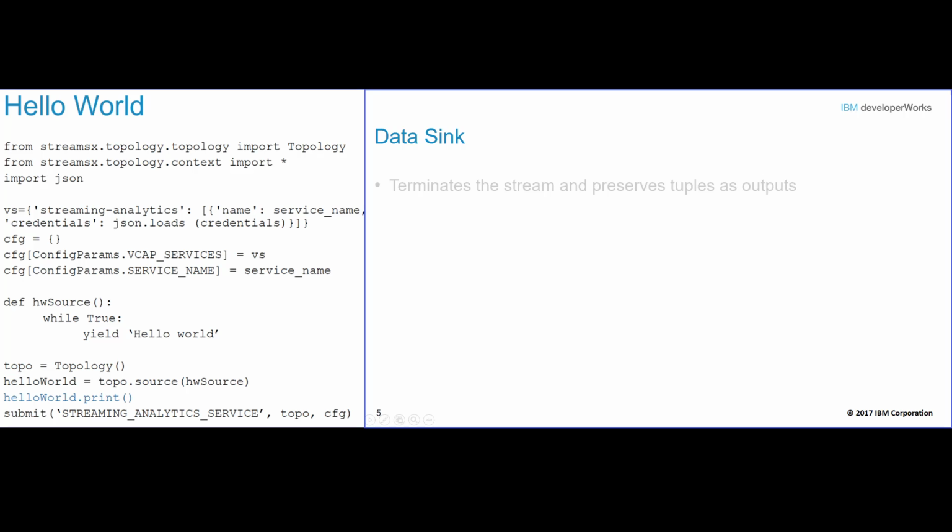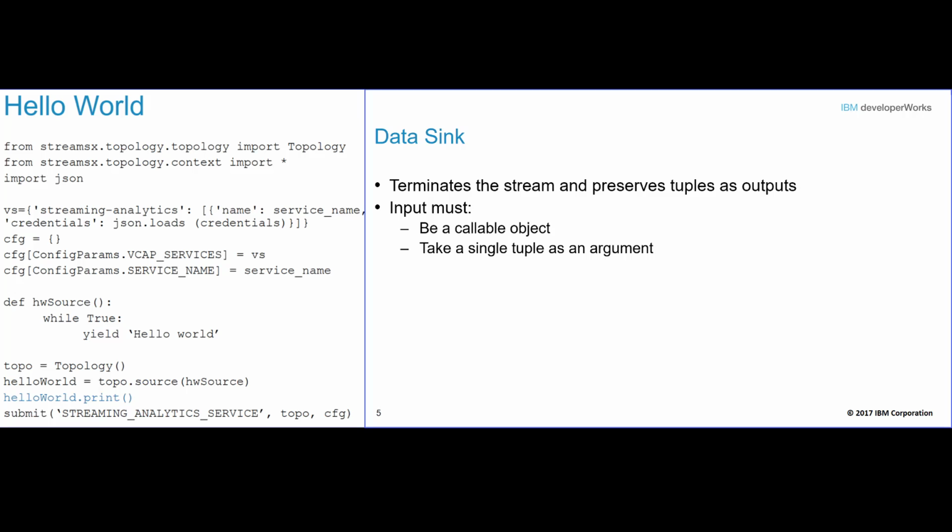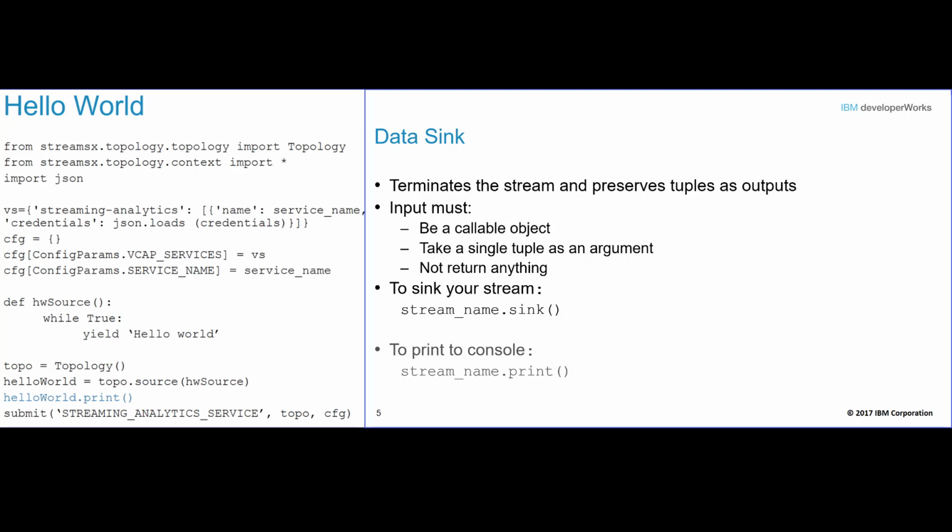Data sink. A data sink is used to terminate the stream and preserve its tuples to output. It can be seen as the end destination for the tuples on your stream. You must specify what you want to happen to the tuples after they have been processed. The sink function takes as input a callable object that takes a single tuple as an argument and doesn't return anything. The syntax for a general sink function looks like this. However, in this course, you will be printing output to the console and so can invoke the print statement to sink the stream, as is done in this example.